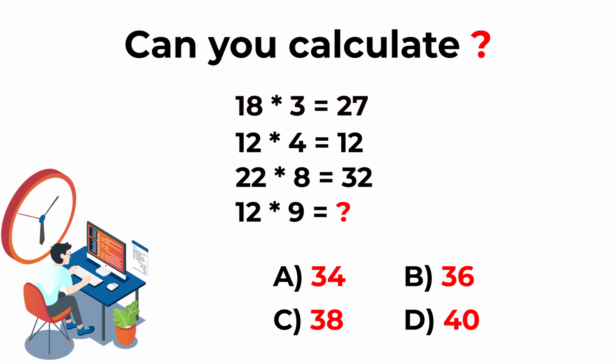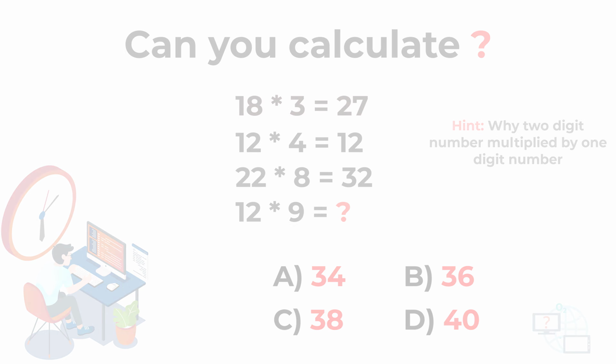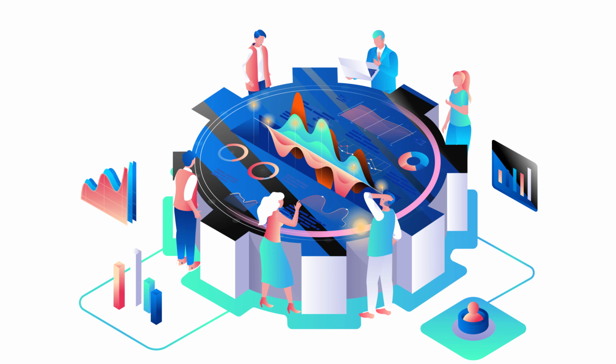I'm gonna give you a quick hint. Take a look and see why there are 2-digit numbers multiplied by 1-digit numbers. How can you make it work to your advantage? Let's go ahead, reveal the answer, and get to the correct solution together.